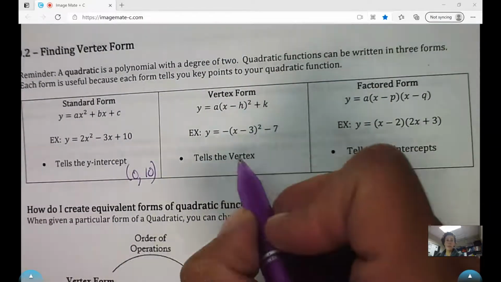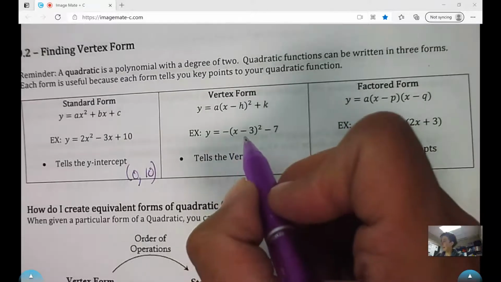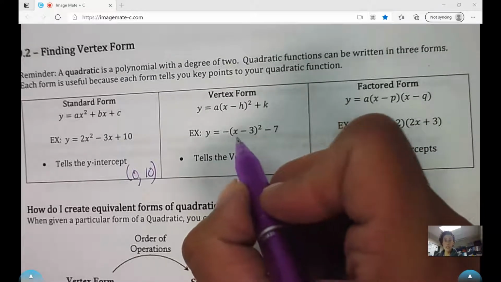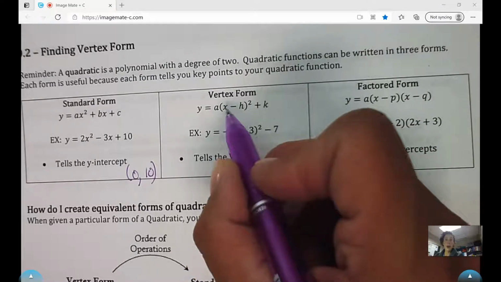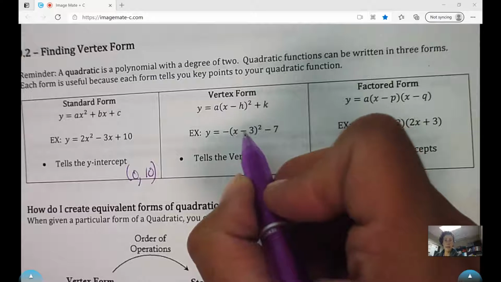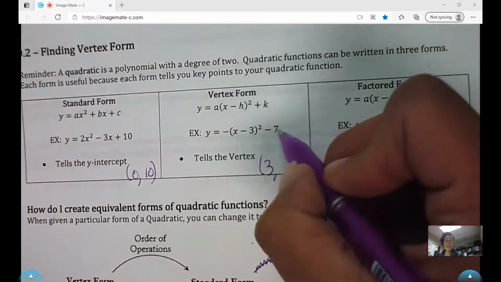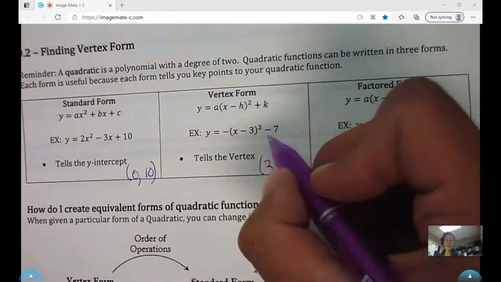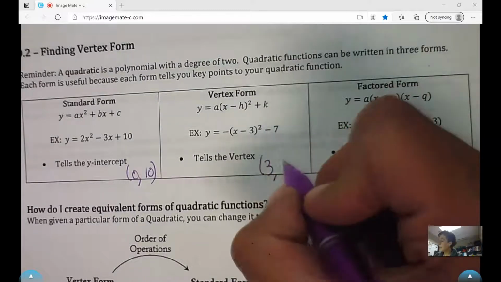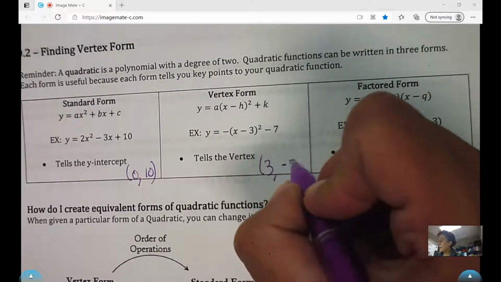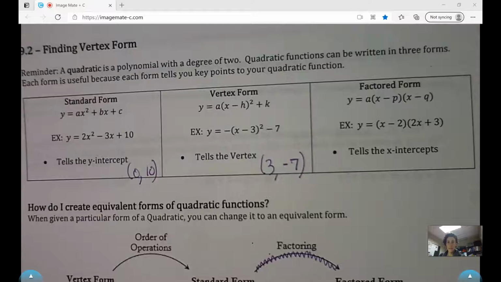Vertex form. Vertex form tells you the vertex. And back, again, looking at our notes from page 9, it would tell me to do the opposite of h. So that would be, I see negative 3, so I want 3. And then it said just k. And k is the number that's added or subtracted at the end. So I want to see this as a negative 7. And that one I don't do the opposite. I only do the opposite of what's in the parentheses.